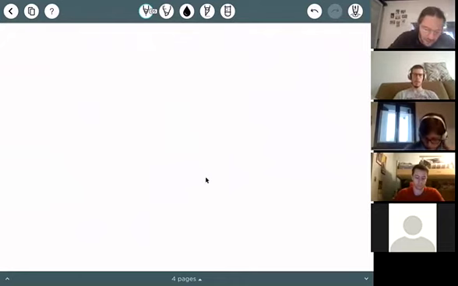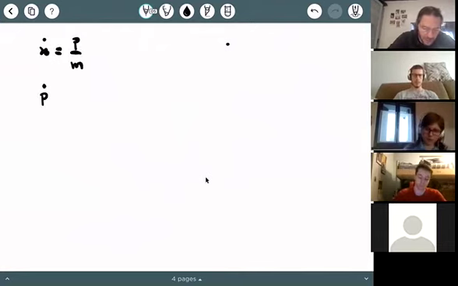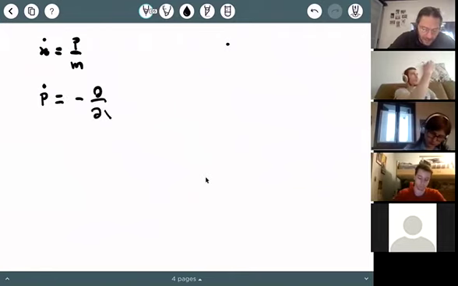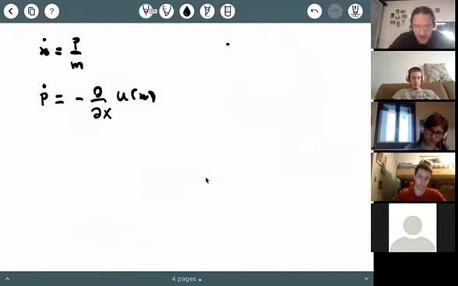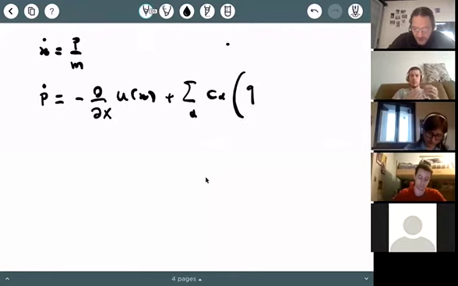writing down Newton's equation. So it's got x dot equals p over m. That's the simplest one as usual. I've got my p dot equals negative d by dx of U of x. Then of course I've got my terms that come from the coupling with the bath, which I'll write here in the following explicit form.